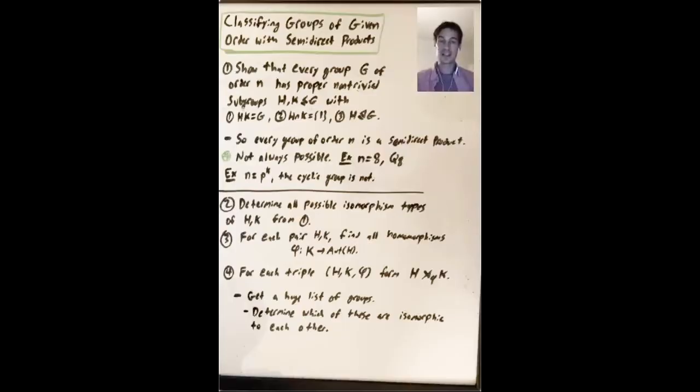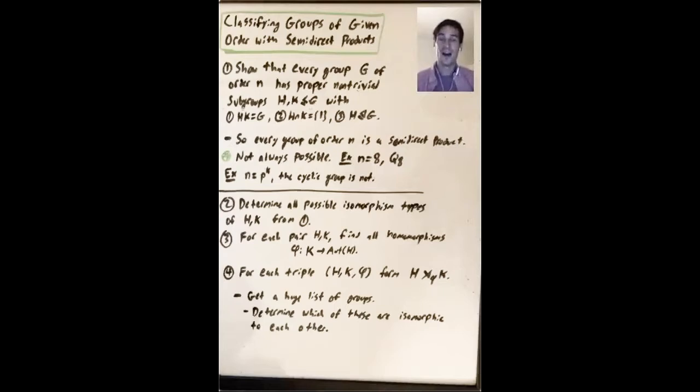In the rest of this lecture, we want to use the material we've developed so far to classify groups of given order using semidirect products. So the goal is going to be, we'll take an order n, and we want to come up with a list of groups so that every group of order n is isomorphic to something in our list. So we've already done this in some examples.